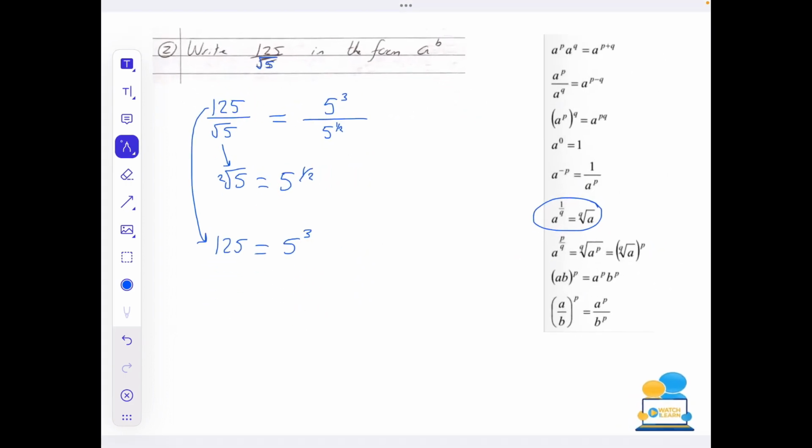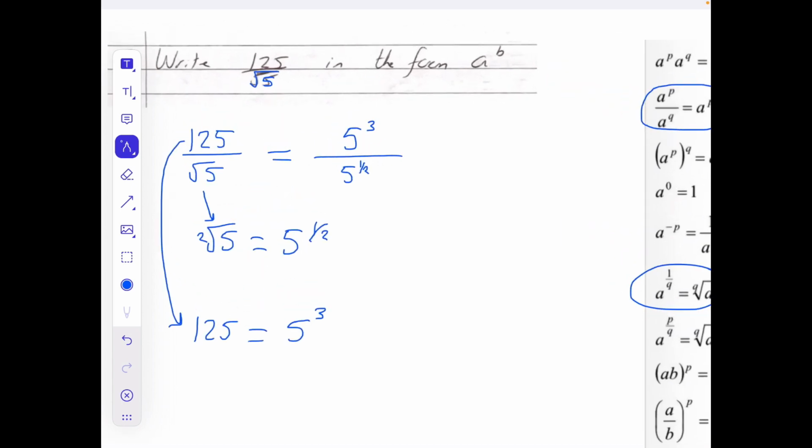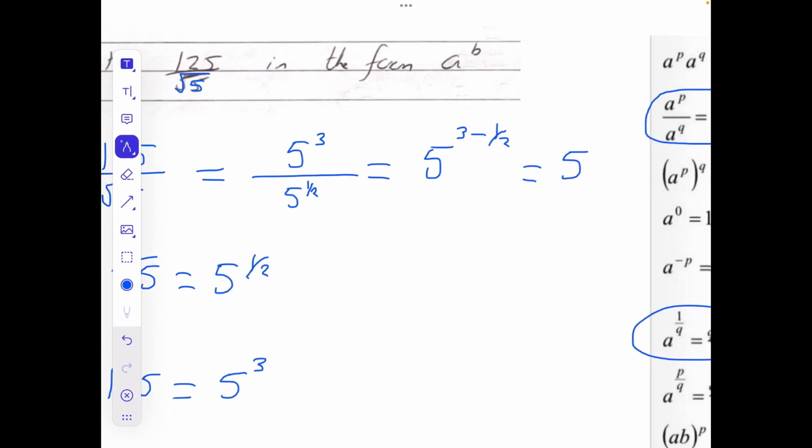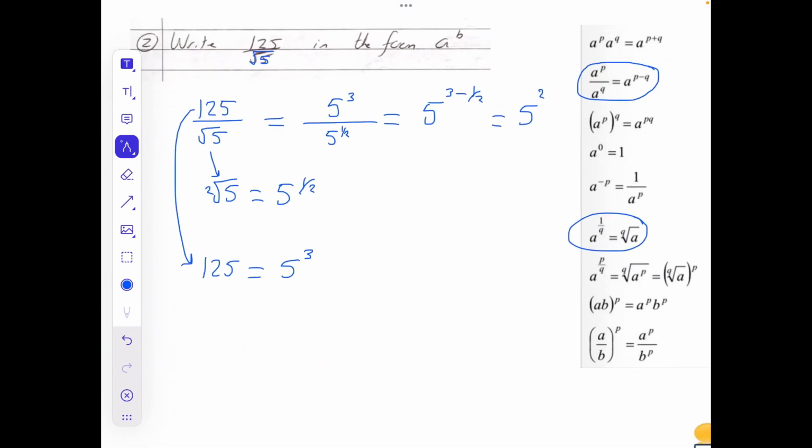Now I have 5 as both my bases, so I can actually apply this rule of indices. When they're dividing and they're the same base, you can subtract the powers. So this is going to equal 5 to the power of 3 minus a half, which is going to equal 5 to the power of 2.5. That answer now looks like a number to the power of something, so that is our final answer there.